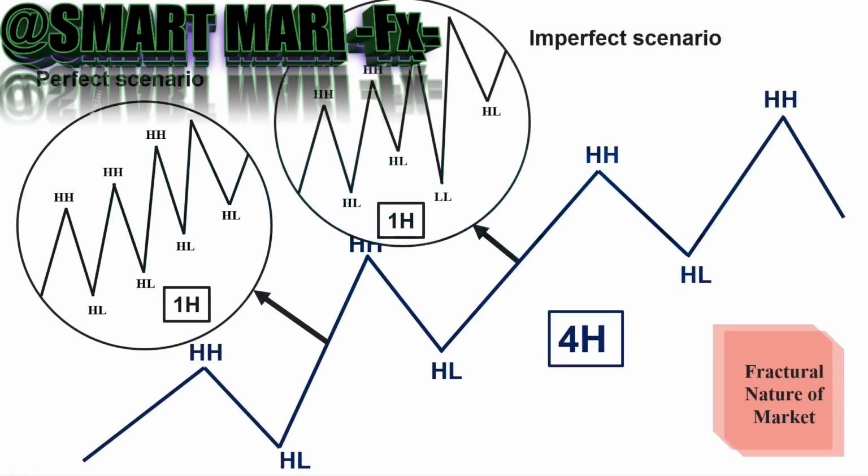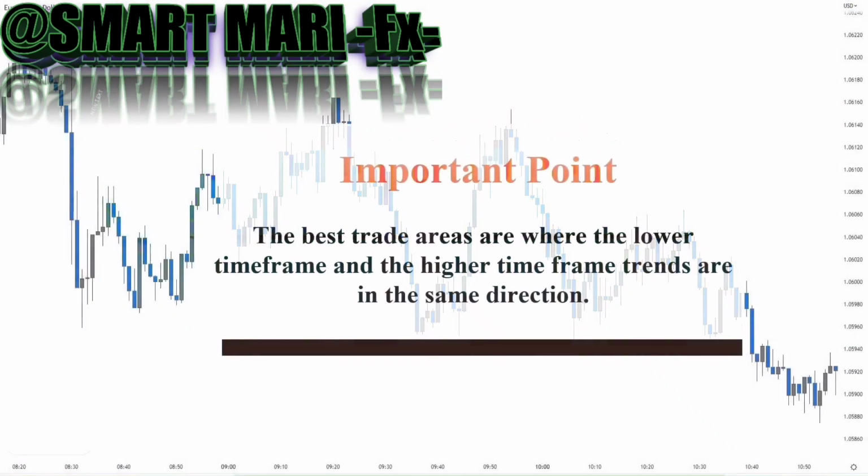But in the imperfect scenario, the price will create fake breakouts before pushing the upside to develop higher highs. When traders see these fakeouts, they think that the price will reverse and they go short in the supply zone and get stopped. So if you have in-depth knowledge of the market structure, you will realize that since the higher time frame is bullish, you will find an order block and go with the dominant trend. So here is an important point. The best trade areas are where the lower time frame and the higher time frame are in the same direction.